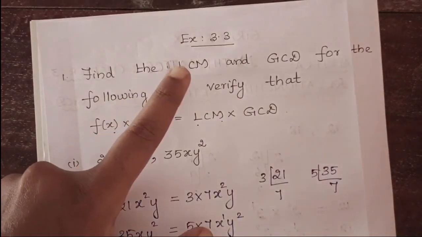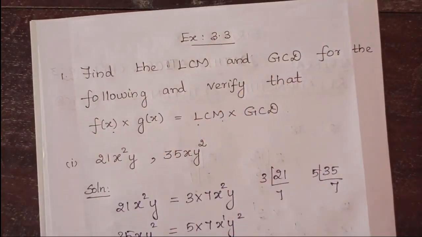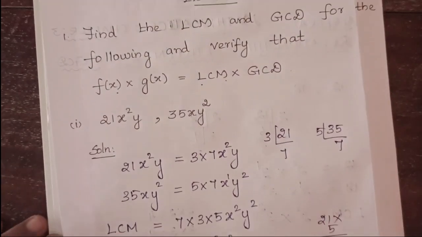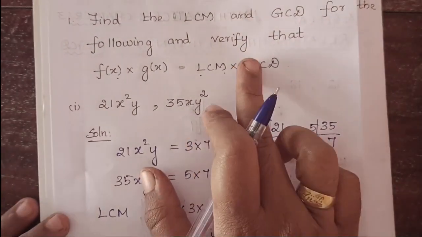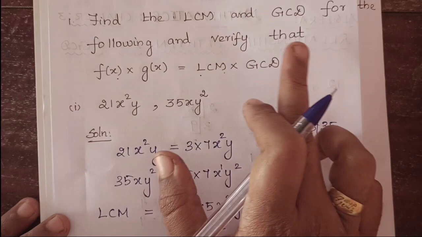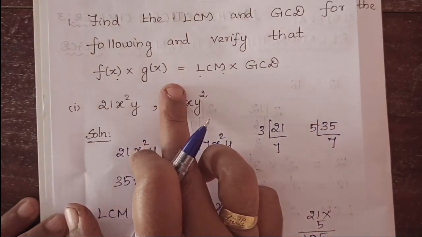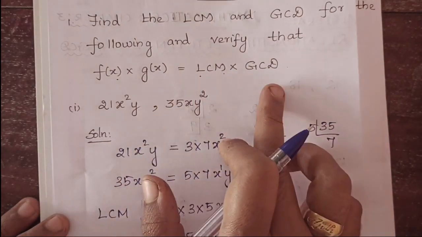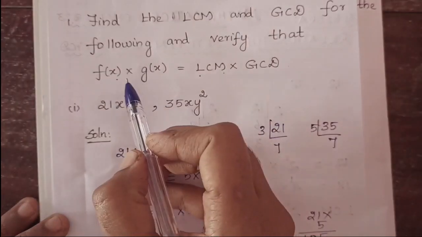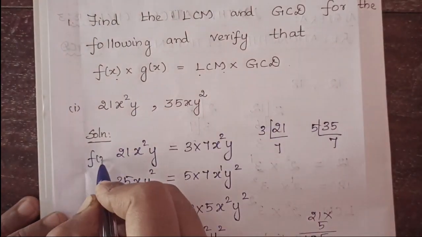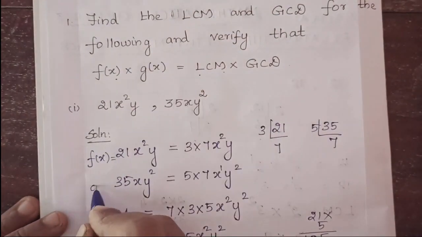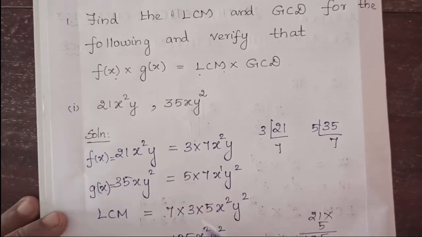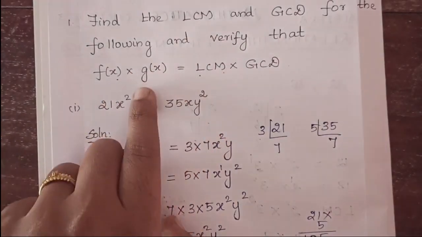So two things are over. We found the LCM and GCD for the two numbers. Then we need to verify. What is given in the question? Verify that f of x into g of x equal to LCM into GCD. So f of x means the first expression, g of x means the second expression. Now we are going to verify the formula.